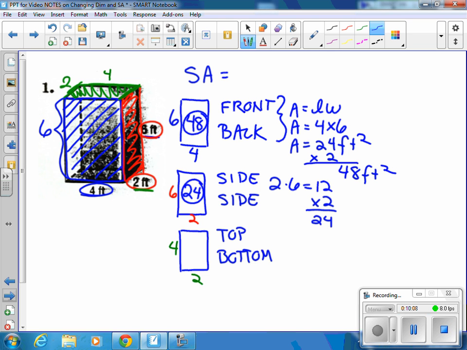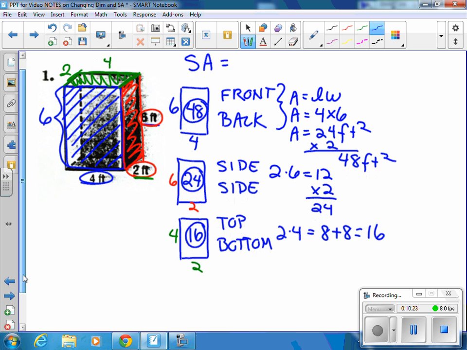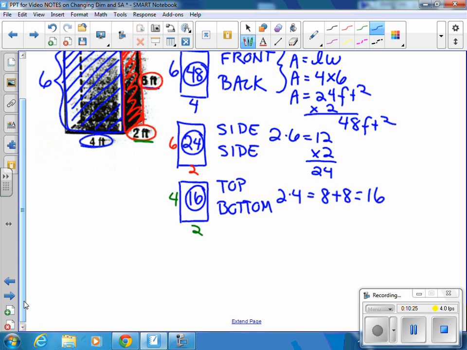My top and bottom, that's 2 times 4. That's 8. And again, if I wanted to add it, I could do it this way. 8 plus 8 is 16. So my top and bottom together are 16. Once I do it this way, now I have to go through and just add them all up. It's just like if I was finding a composite area of some strange shape. So it's the same idea.